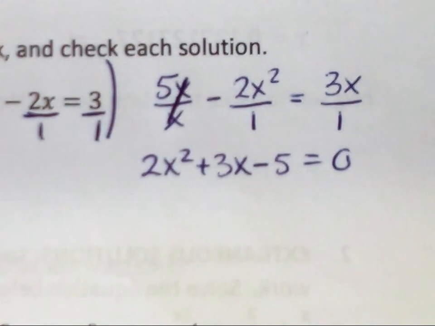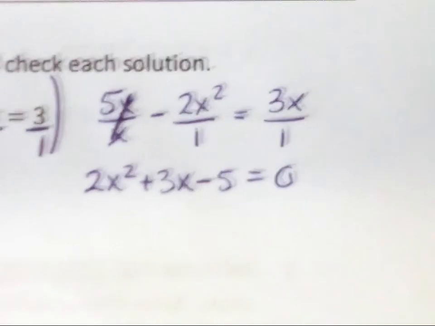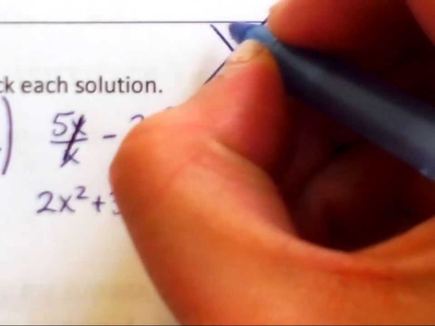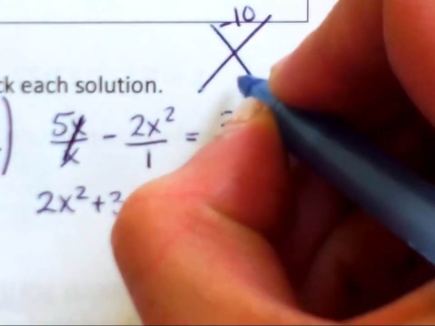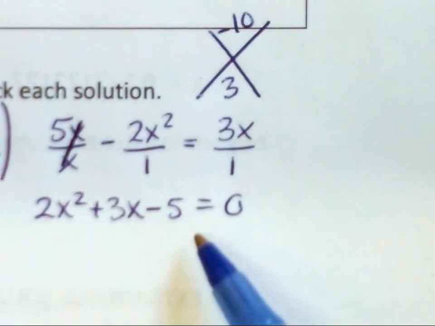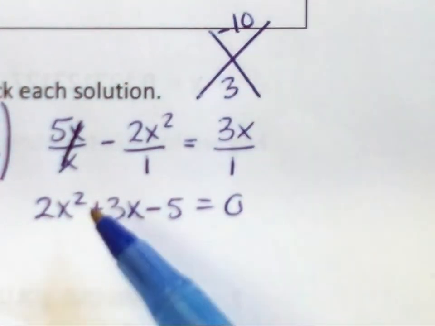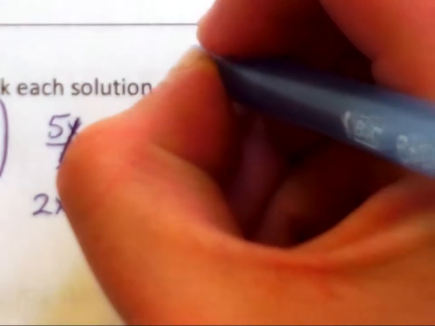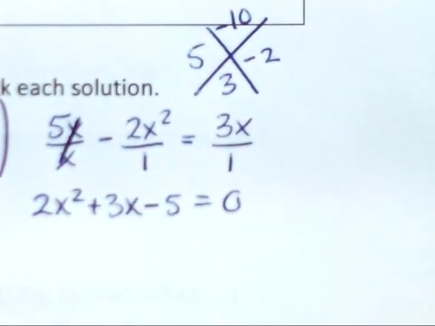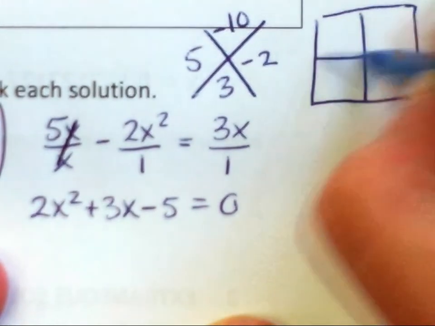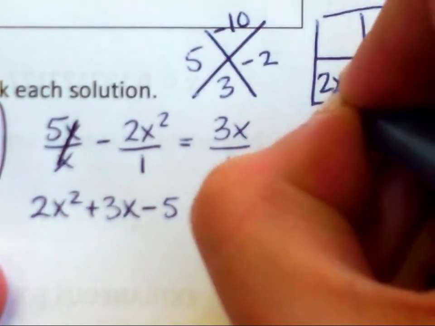And we can try to factor this. Does something multiply to negative 10 and add to 3? Because we're looking at our a times our c here and then our middle term. And yep, it can. 5 and negative 2. So complete your factoring.